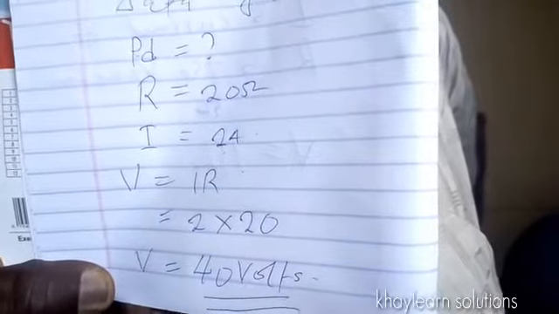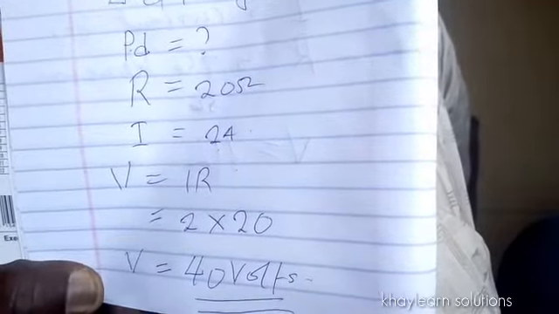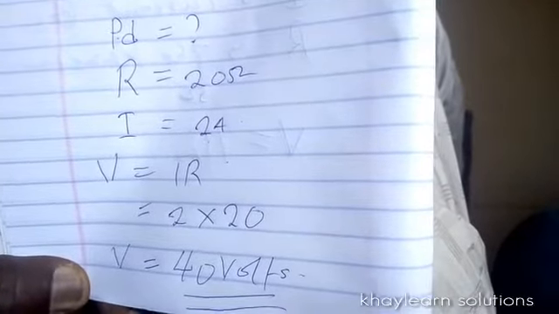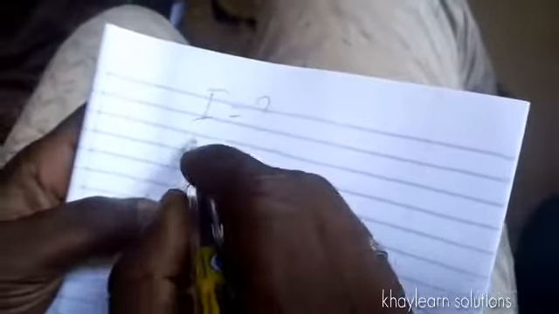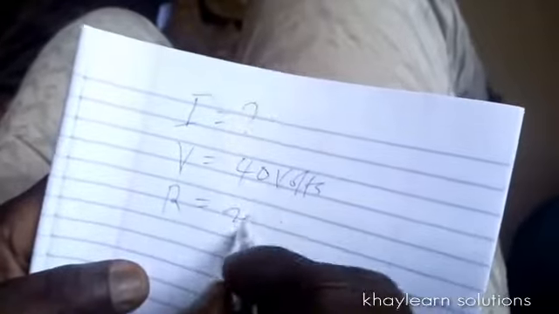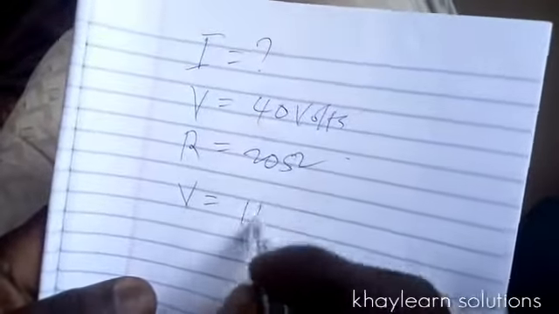You may be asked to calculate current when V is given and R is given, or sometimes you may be asked to calculate R when I is given and V is also given. Assuming I is not given, V is 40, R is 20. Let's see how we can calculate the current. I is the question mark, V is 40 volts, and R is 20 ohms. Using this relationship, V equals IR.